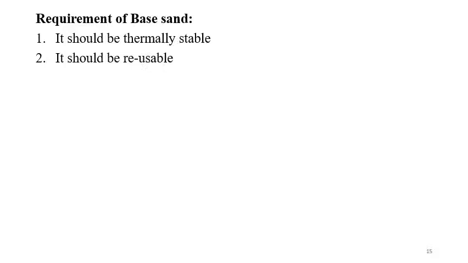First, let us take the requirements of the base sands. What are the main requirements? It should be thermally stable. It is very important. It should be reusable. Reusable means you can prepare the mold box again after completion of the process. Then open the cope and drag mold cavity, and you can take the component from the mold box. Then again you can reuse it by mixing with additives, binders, and water, and preparing the sand. Then again you have reusability.